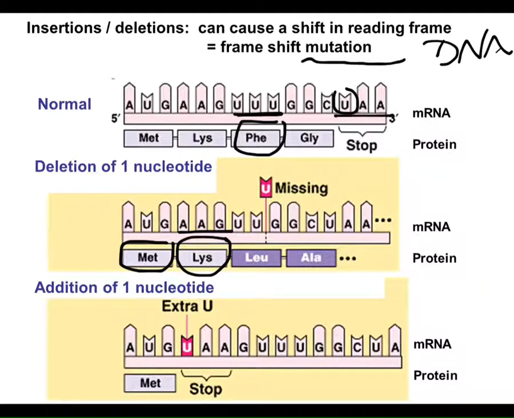Then at some point, UAA, go back and look at it. The UAA is one of the three stop codons. And so that's like the period, and the protein is stopped, right? No more. The ribosome knows it's done.